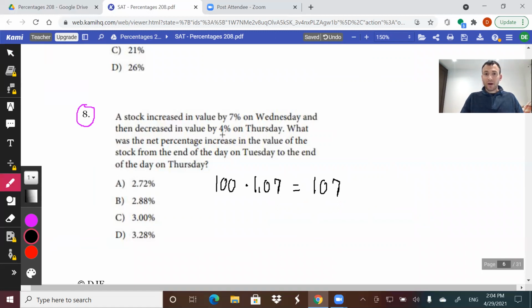It decreases by 4% in value the next day. Well, it's decreasing by 4% from 107. So we took 7% of 100, which is 7.